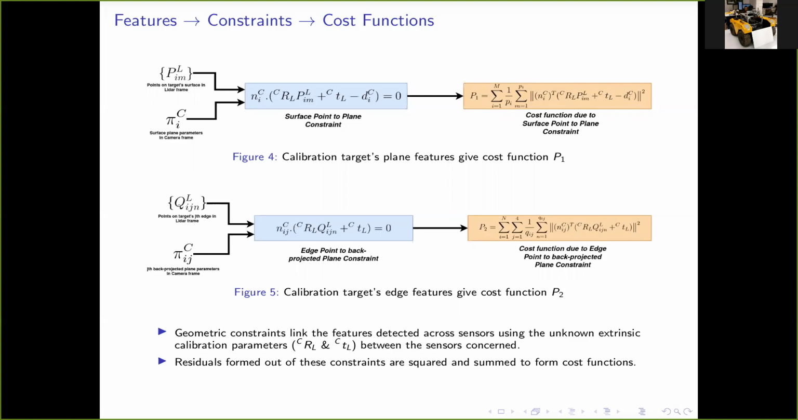In a very similar manner, the edge points detected in LiDAR and the corresponding back projected plane pi Cij in camera form the edge point to back projected plane constraint, which are used to form the cost function P2.